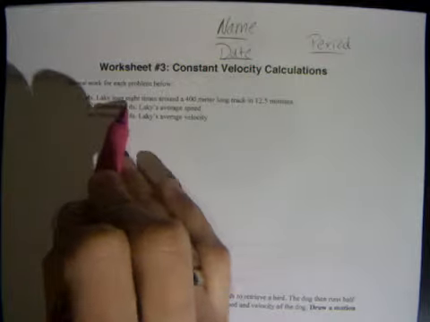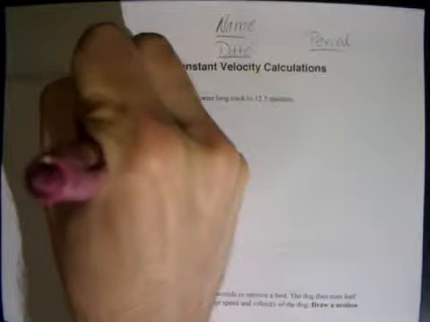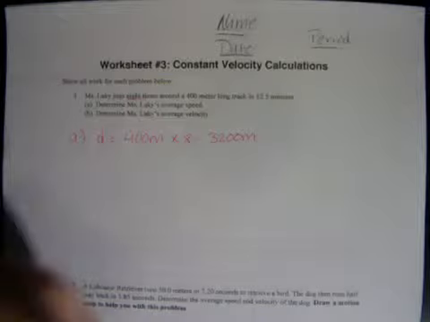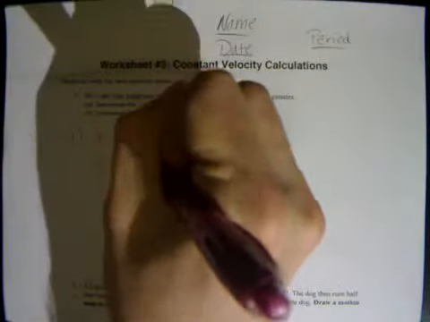So Miss Lockheed jogs 8 times around a 400 meter long track in 12.5 minutes. So let's determine the average speed of Miss Lockheed. So part A, we know that the distance equals 400 meters. But remember, she did it 8 times around, so that means she traveled that track 8 times. So that actually equals 3,200 meters. Okay? It took her 12.5 minutes.